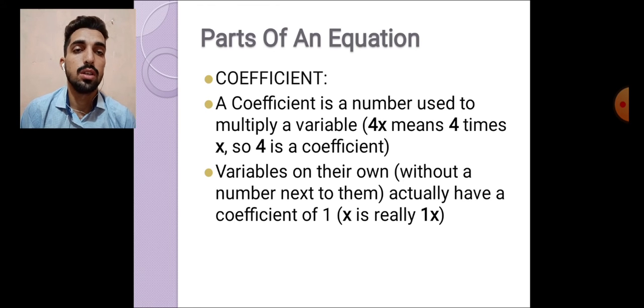Parts of an equation: coefficient. A coefficient is a number used to multiply a variable. 4x means 4 times x, so 4 is the coefficient. Variables on their own without a number next to them actually have a coefficient of 1; x is really 1x.